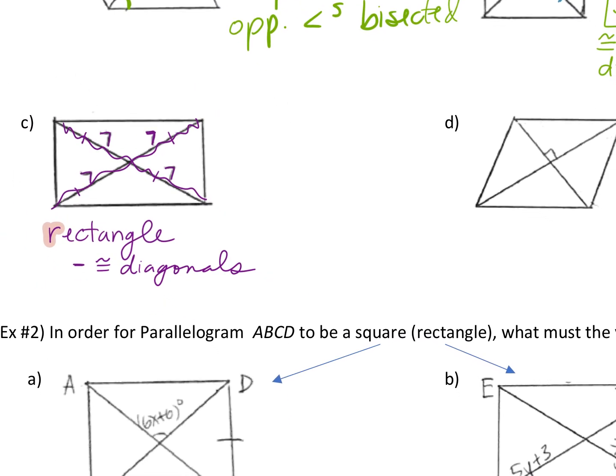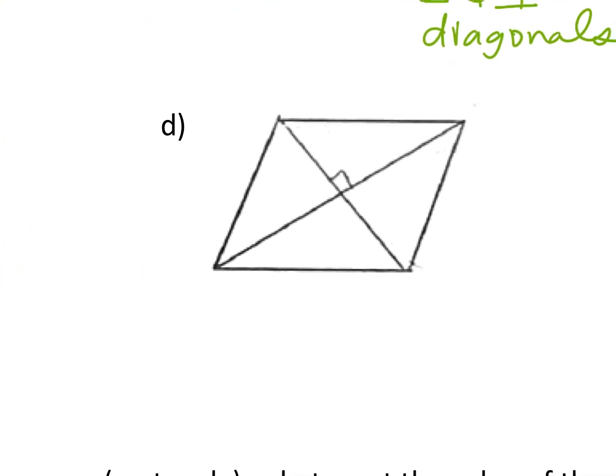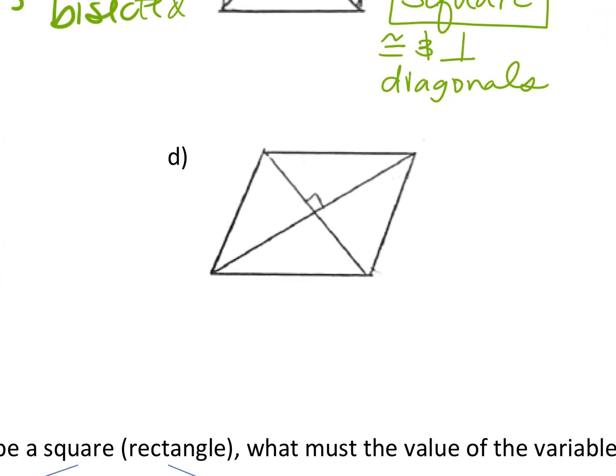All right, letter D. They give you one marking, this little box. That is a rhombus. Why a rhombus and not a square? Because the angles are not the same.